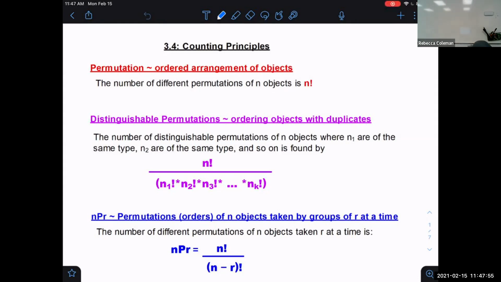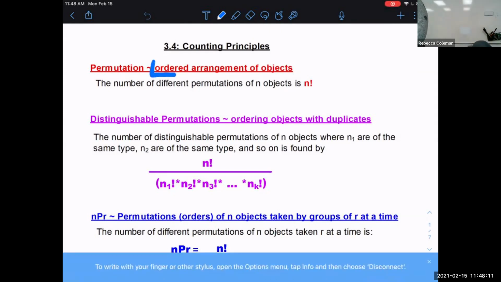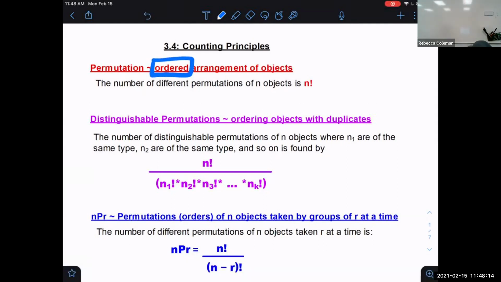So everything you see here on this first page deals with what we call permutations. A permutation is nothing more than a fancy word for order. Anytime you hear the word permutation, you want to think an ordered arrangement of objects. Now, when it comes to ordering objects, there are some different ways I can do that. Sometimes I want to order everything that I have. Sometimes I just want to order some of what I have. And sometimes I might have to deal with objects that are repeating or that are duplicates.